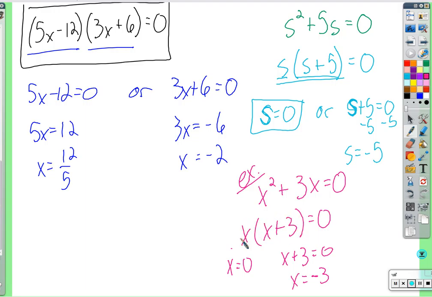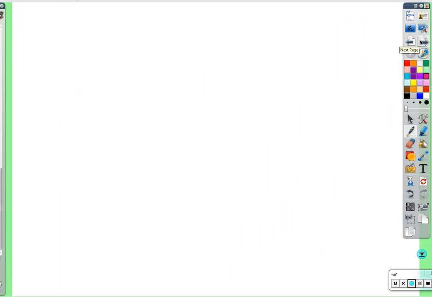So we have found the two solutions. If I put 0 in for x, that's 0 times 3. 0 plus 3 is 3. 0 times 3 is 0. If I put negative 3 in there, negative 3 plus 3 is 0, times negative 3 for x is still 0. And there is absolutely no other possibility. X couldn't possibly be any other number besides 0 or negative 3. All right.